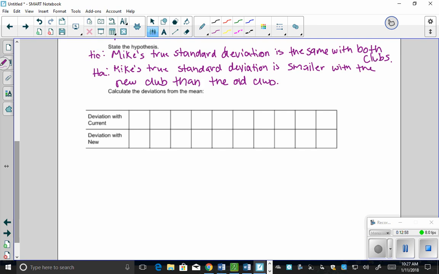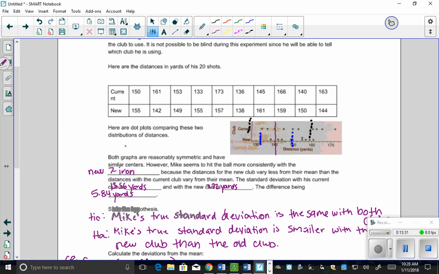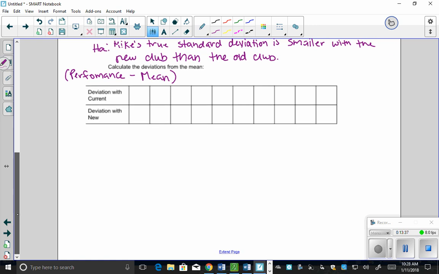Okay, you know how to calculate the deviations from the mean. All you're going to do is do the performance minus the mean. So I'm going to let you fill out these two charts. You're going to do the deviations with the current and deviations with the new mean and put them in this table. Okay, I'm going to let you do that. And you're going to use these points. Okay, so do that on your own.